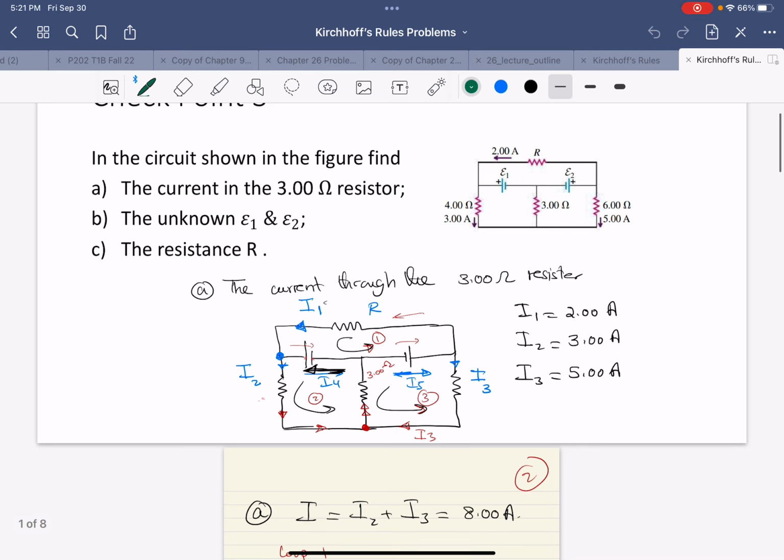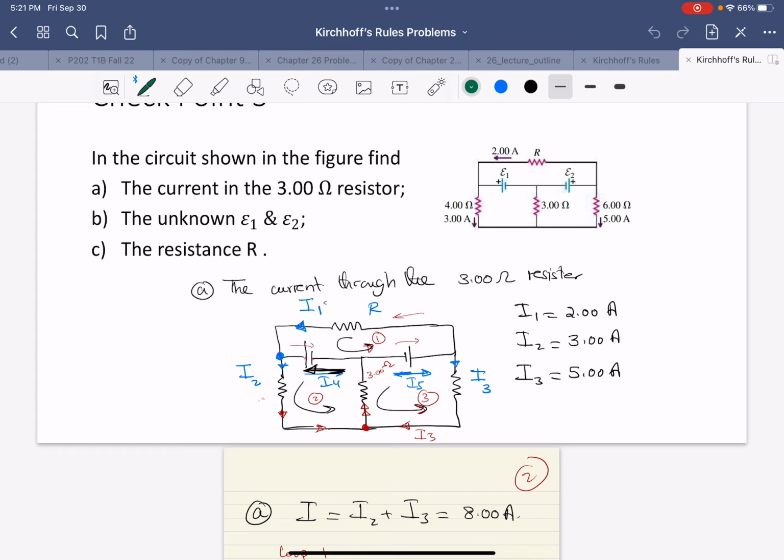Now, first, as I said, we are going to draw the circuit. We are going to label the currents. We are going to say which loops we are considering. Here I labeled this one, the upper one, as 1. This is 2, and this one 3.